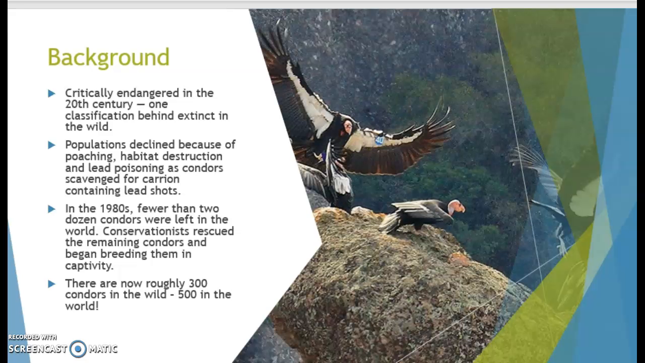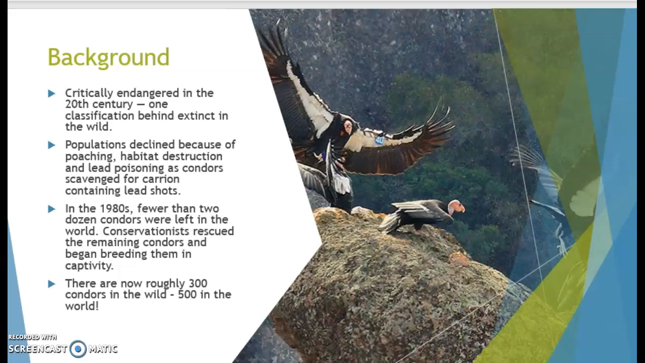I'd like to provide a little bit of background concerning the history of the California condor. They were critically endangered early in the 20th century. They're one classification behind being extinct in the wild, so definitely a problem that needs to be addressed. The population declined mostly because of poaching, habitat destruction from logging and things like that, and also lead poisoning, since condors scavenge a lot, and different food such as carrion may contain lead shots.